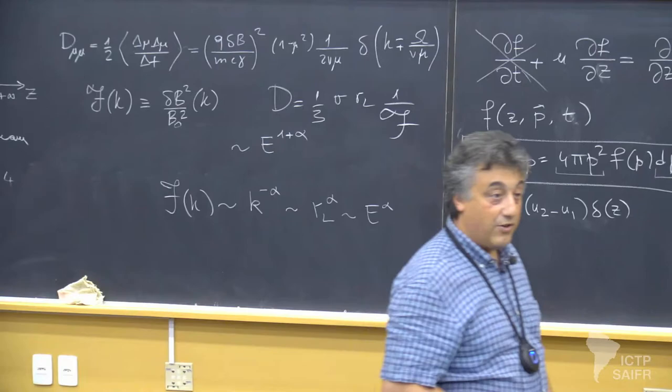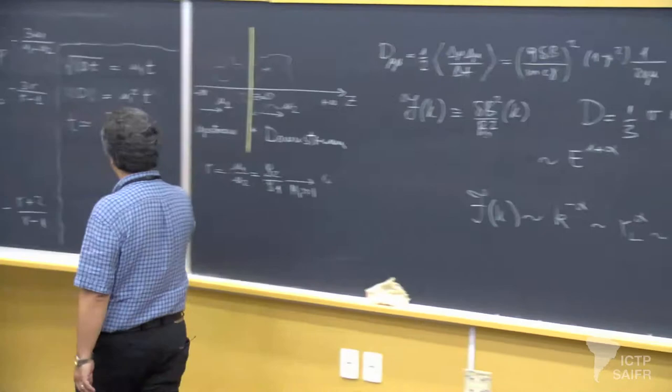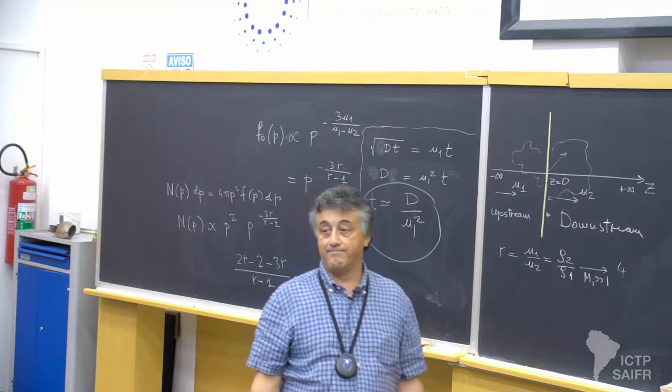So if you want to accelerate to very high energy, you have to push a lot of power into the Alfvén waves, otherwise you don't scatter fast enough. Namely, this one is not small enough. Small enough compared with what? Well, of course, how long you have in your system, the age of the system, for instance.